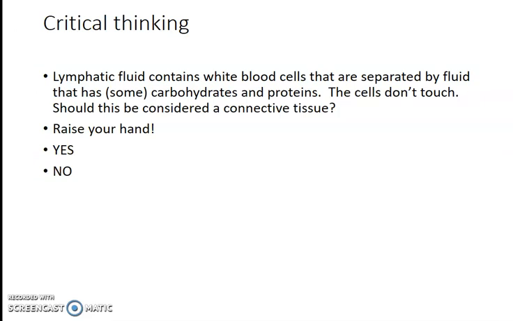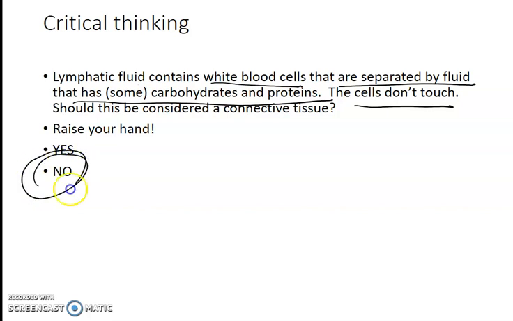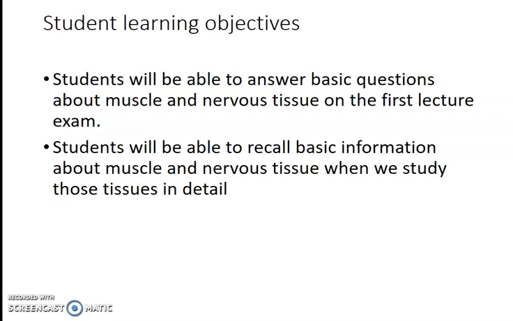So, oopsie, I already talked about lymphatic tissue. Contains white blood cells that are separated by fluid. Has some carbohydrates and fluids. Cells don't touch. I usually make students raise their hand. Usually they say no because I think I sort of give it away that I don't think it is. That's a good critical thinking question. Should it be considered? I have seen the argument for yes, it should be considered. It is a valid argument.